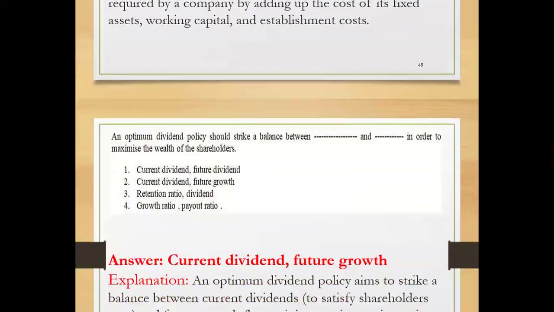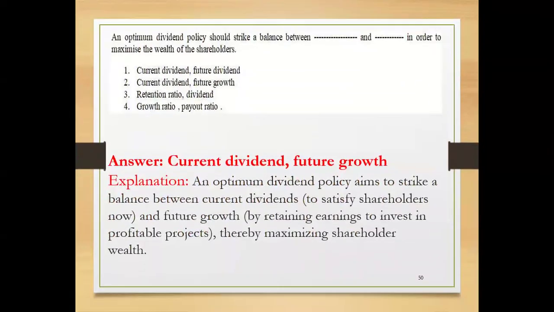An optimum dividend policy should strike a balance between dash and dash in order to maximize the wealth of the shareholders. Is it current dividend and future growth, retention ratio, dividend growth ratio, payout ratio? So, the current dividend and the future growth. An optimum dividend policy aims to strike a balance between current dividends, which satisfy the shareholders now, and future growth, by retaining earnings to invest in profitable projects, thereby maximizing the shareholders' wealth.